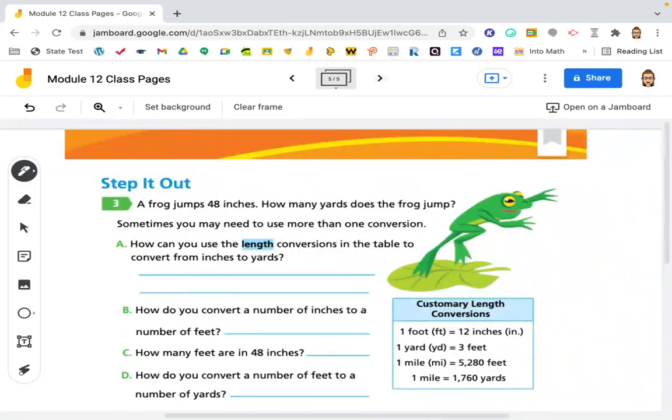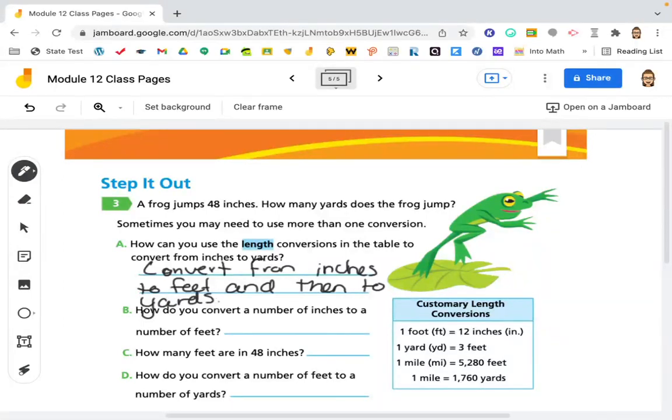Okay, then it says a frog jumps 48 inches. How many yards does the frog jump? Sometimes you may need to use more than one conversion. So how can you use length conversions in the table to convert from inches to yards? So we can convert from inches to feet and then to yards.